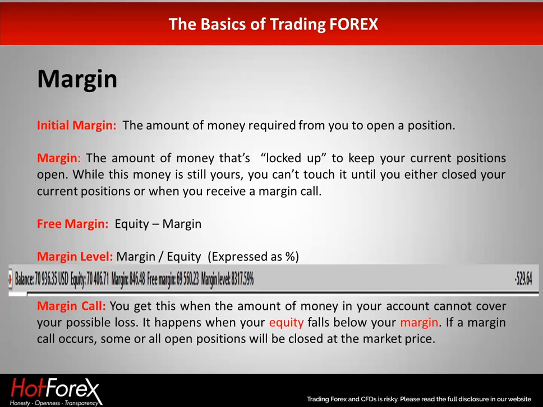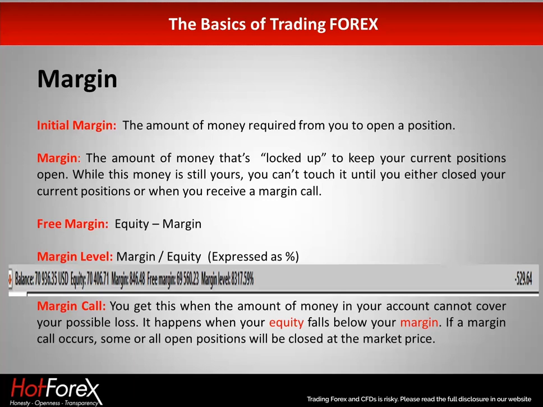So when you actually open a position, the margin becomes the money that's locked up to keep your current positions open. The money is still yours, it's still in your account, but the broker needs it so that if you have to close out the position, you get the money back if you're in profit. If you don't, it's part of the loss of the trade.